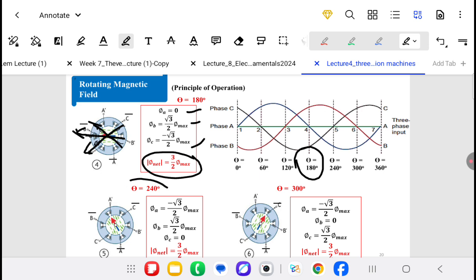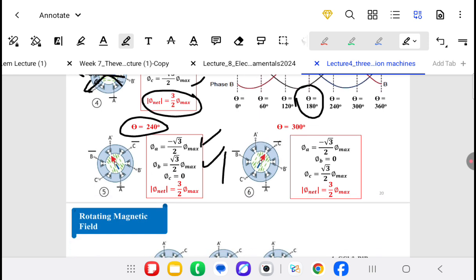At theta equals 240, we have phi A equals negative root 3 over 2 phi maximum, phi B equals root 3 over 2 phi maximum, and phi C equals 0. The resultant or net flux is equal to the net flux we obtained in the previous cases, the same magnitude, 3 over 2 phi maximum, and the resultant flux will be between phases B and A. I'm sorry, this is for phase A, and this is for phase B. We have the resultant flux between them in this direction.